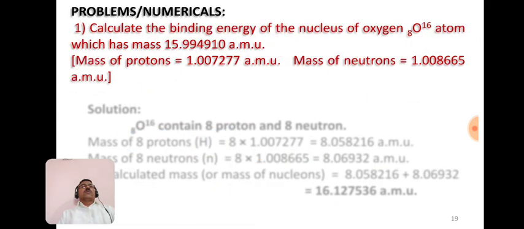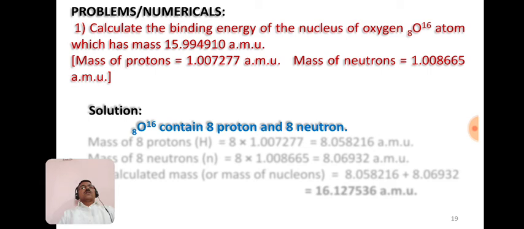Now let us see the problems based on this formula. Here is one problem: calculate the binding energy of the nucleus of oxygen, atomic number 8 and mass number 16, which has mass 15.994910 atomic mass unit. The mass of proton is given, which is 1.007277 atomic mass unit, and the mass of neutron is also given, it is 1.008665 atomic mass unit. Now let's solve this problem.